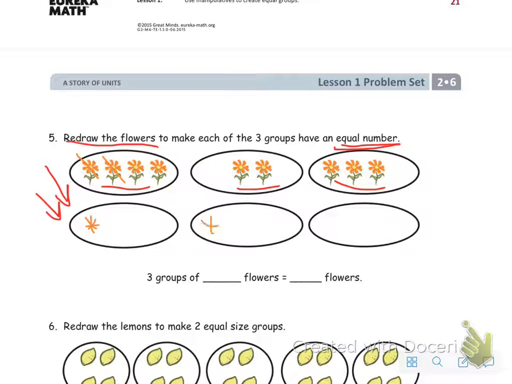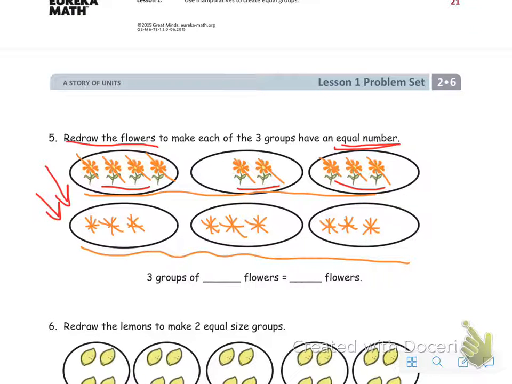1, then 2, then 3, then 4, then 5, then 6, then 7, then 8, and 9. All right, so I have all of my flowers up on the top row marked off, and I have equal groups down here, and each of them has three in them. So I have three groups of three flowers, and that equals blank flowers.